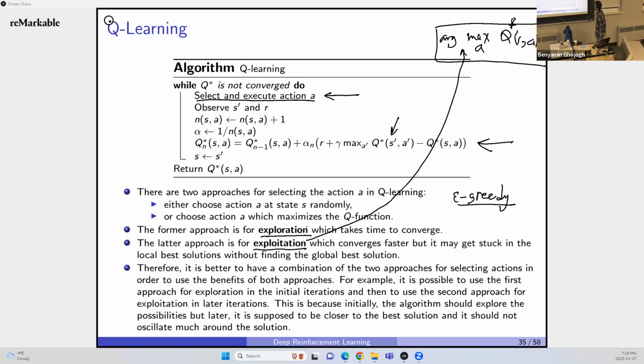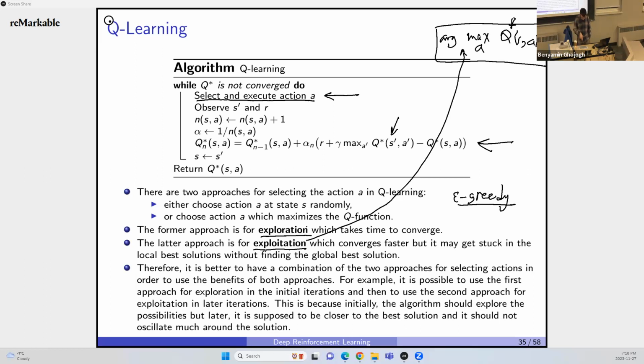But what happens? It might get stuck in the local best, right? So it doesn't explore different actions. So it's good for exploitation. It converges fast, but we might get stuck. So we always have the trade-off between exploration and exploitation in optimization. And as a result, let's have the best of two worlds by saying that.